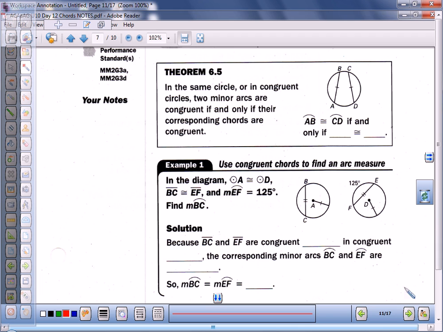The first thing it says: in the same circle, or if we have congruent circles, two minor arcs are congruent if and only if their corresponding chords are congruent. Now that "if and only if" tells me I could switch the order of this. And we could say corresponding chords are congruent if and only if their minor arcs are congruent. It goes both ways. So if AB is congruent to CD, then arc AB is congruent to arc CD. Vice versa. Make sense?